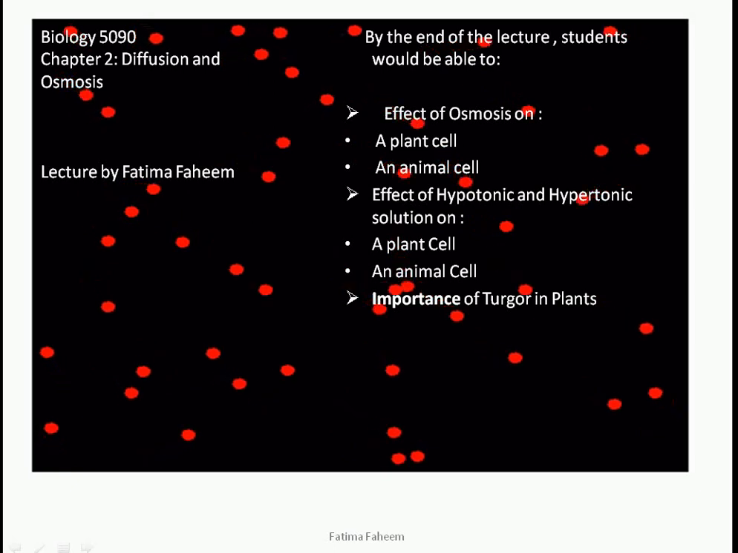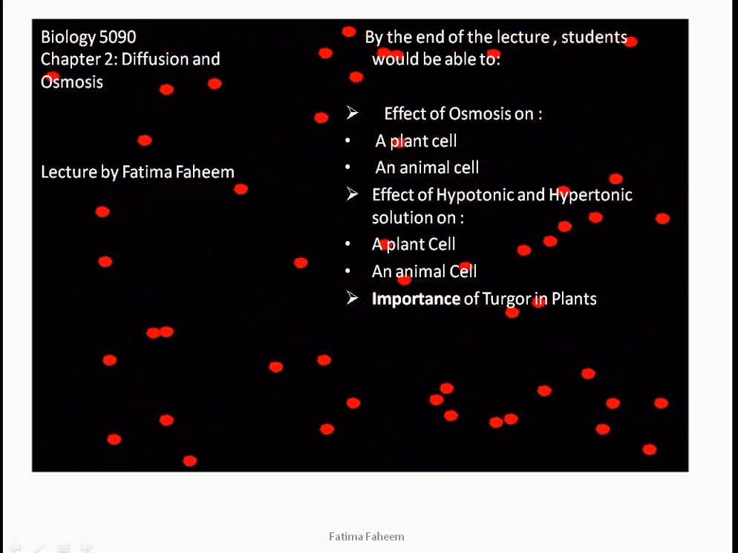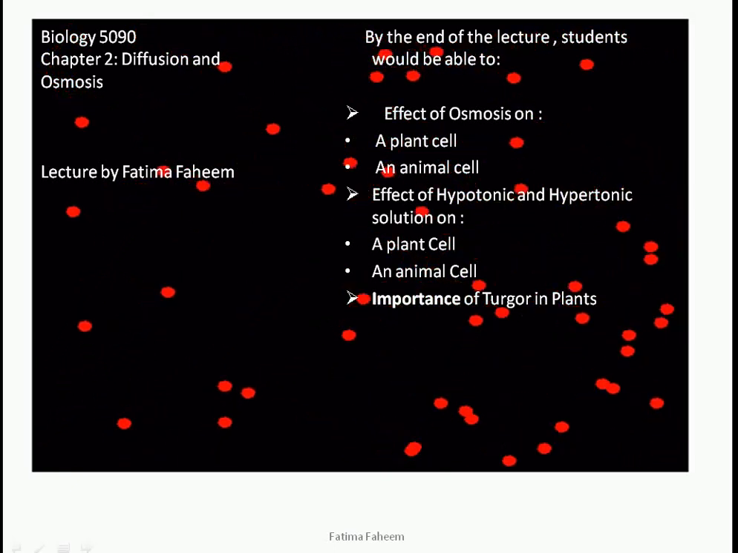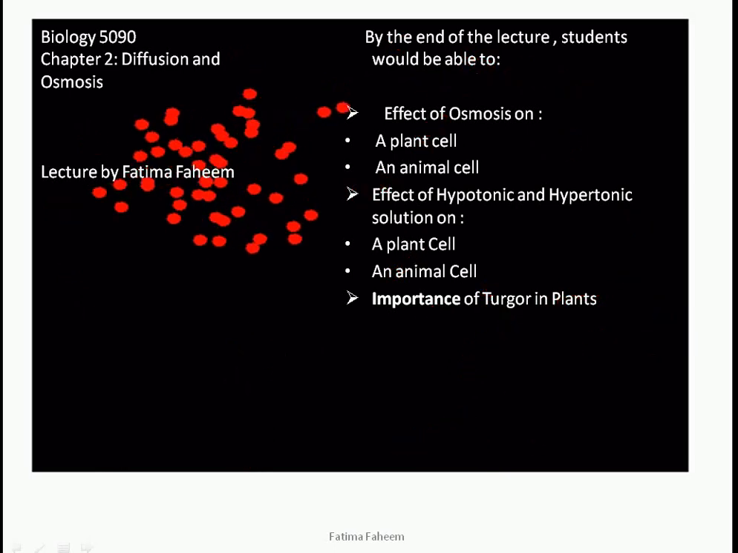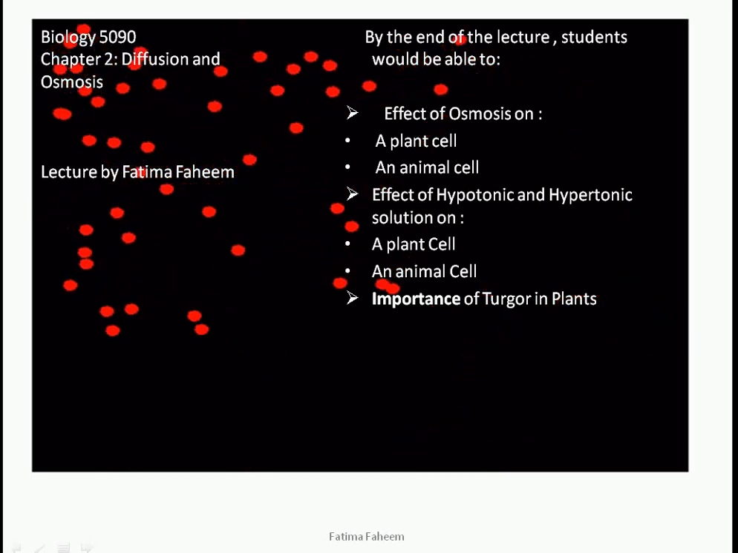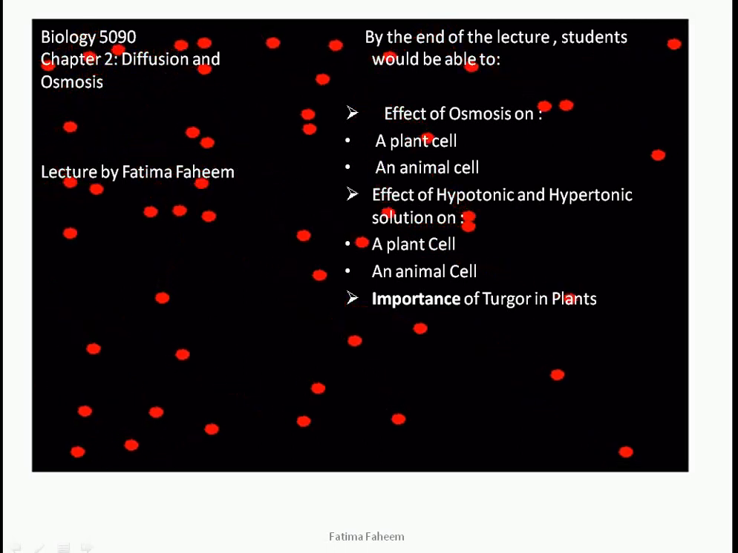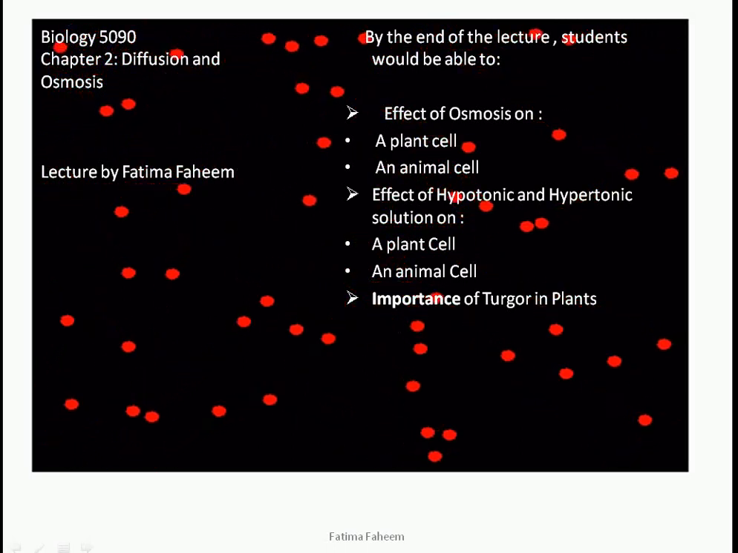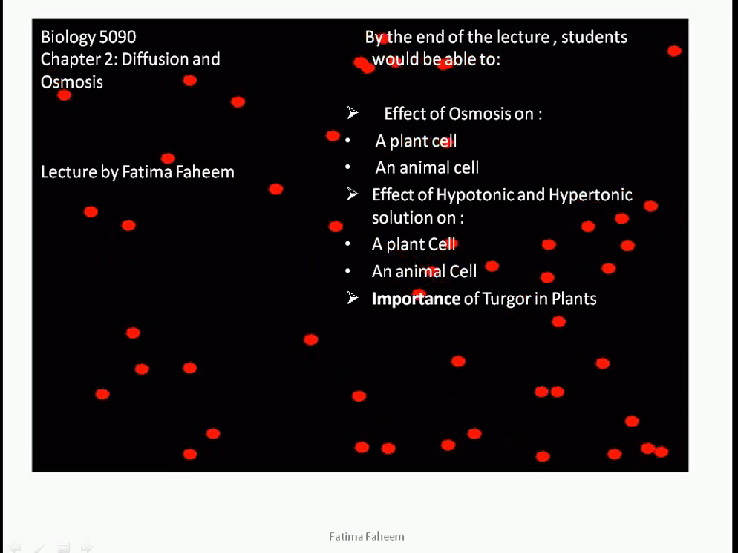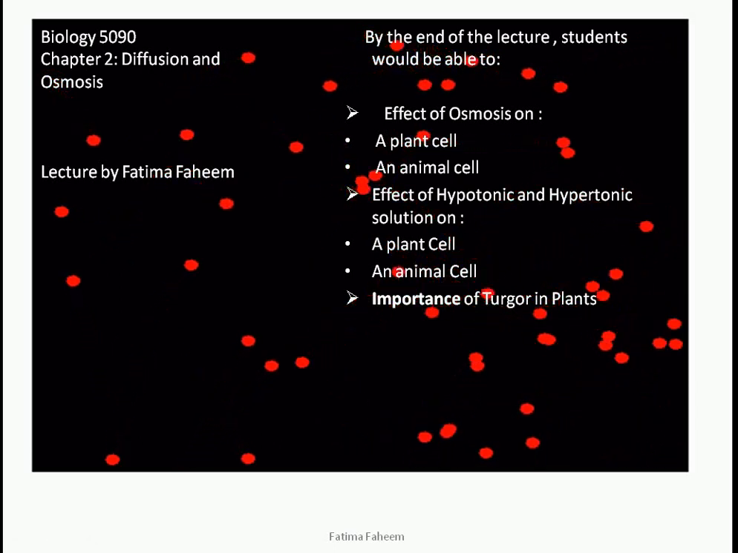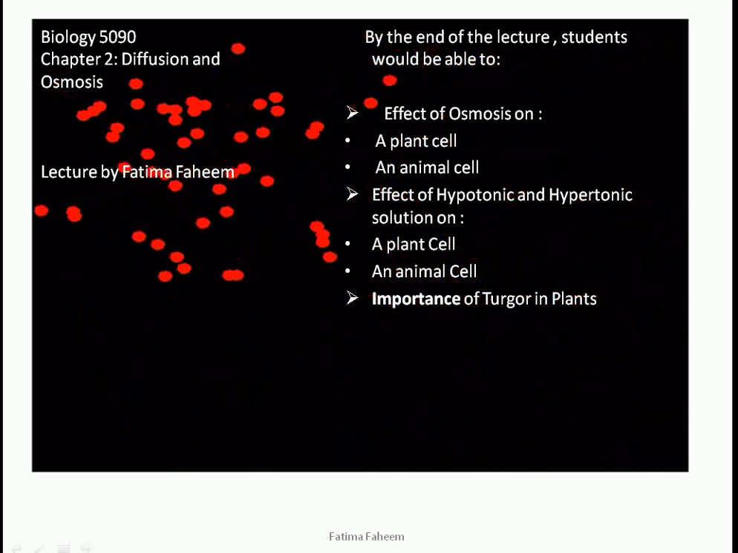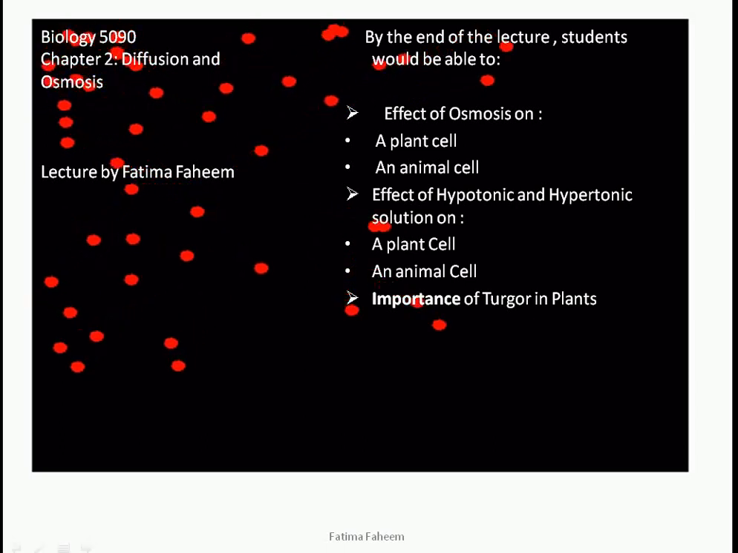By the end of today's lesson, you will be able to tell the effect of osmosis on a plant cell and on an animal cell, or the effect of hypotonic and hypertonic solution on a plant cell and on an animal cell. We will also see the importance of turgor in plants.